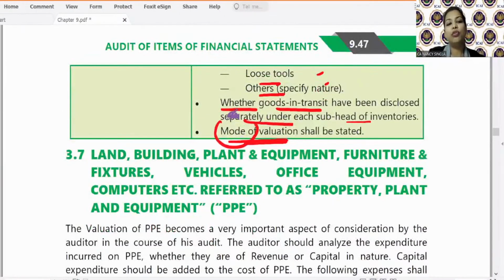And what is the mode of valuation? Is it FIFO or is it weighted average? Okay. So with this, we have completed inventory. We have had a lot of discussion about inventory in the last session also. I hope it is clear to you.